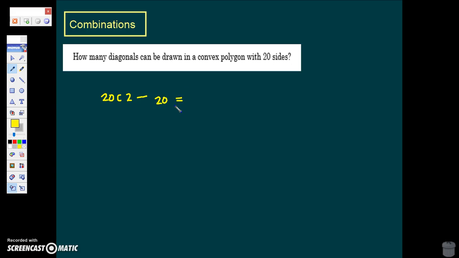And then the answer is, if you have your calculators, bring that out and solve it with me. So you get here 170 diagonals. Now we can pretty much make a formula out of this. So we have n sides. So the number of diagonals is simply nC2 minus n. So let's have the next.